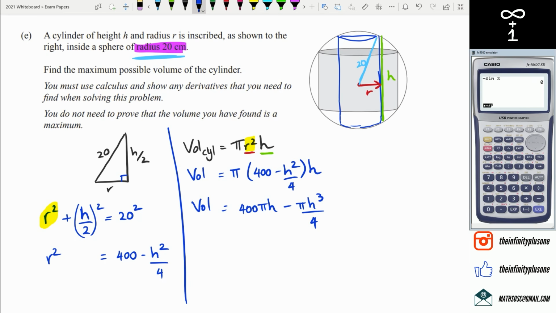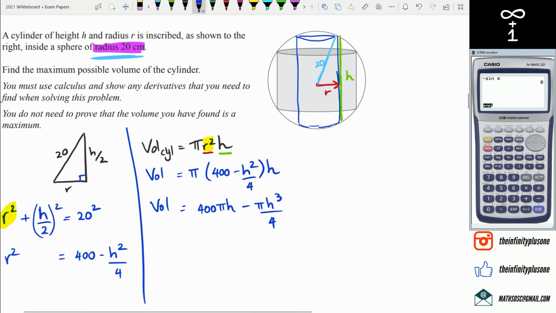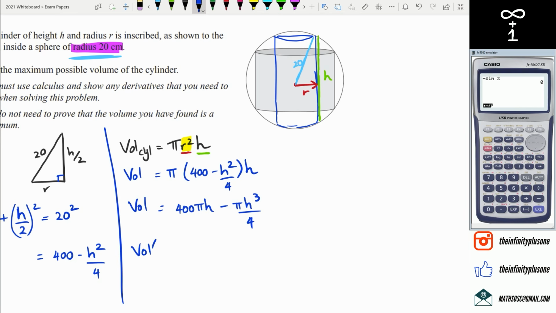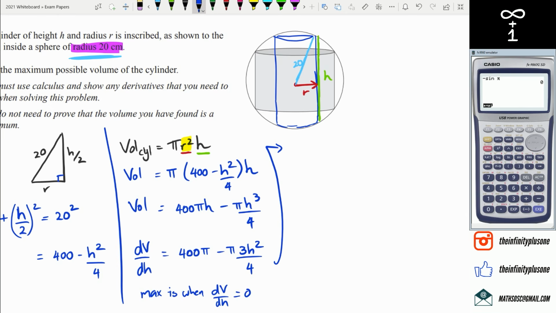So now it's just a matter of differentiating it, putting it equal to 0, and working out the maximum possible volume. When we differentiate the volume with respect to height, we get 400 pi minus pi times 3h squared over 4. And this is equal to 0, because max is when dV/dH is equal to 0. It's always nice to write that little statement there.